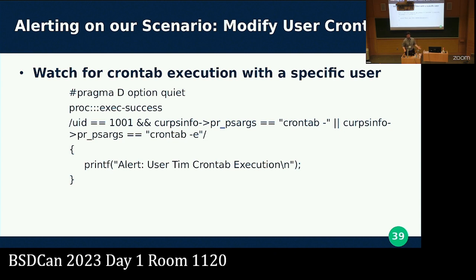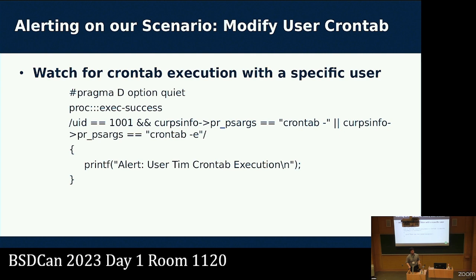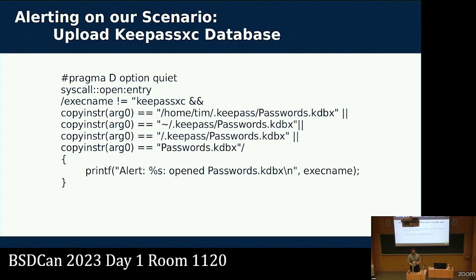All right. So, watching for crontab execution for a specific user. What this is looking for is if this user runs the crontab -l command or the crontab -e command, then fire an alert that user Tim used crontab. And yeah, back to the system hardening, you could totally disallow certain users from using crontab. Maybe that's useful. But if it's just you and your laptop and you're just working through your day and you see an alert pop up that your crontab was changed, maybe I'm a little bit more suspicious now. And again, this doesn't cover all crontab invocations. It just covers stdin and edit.